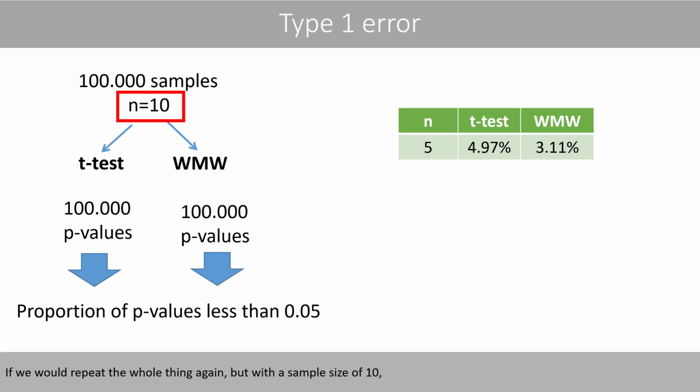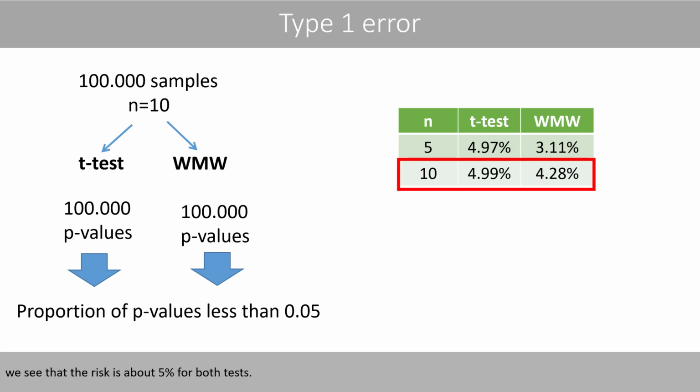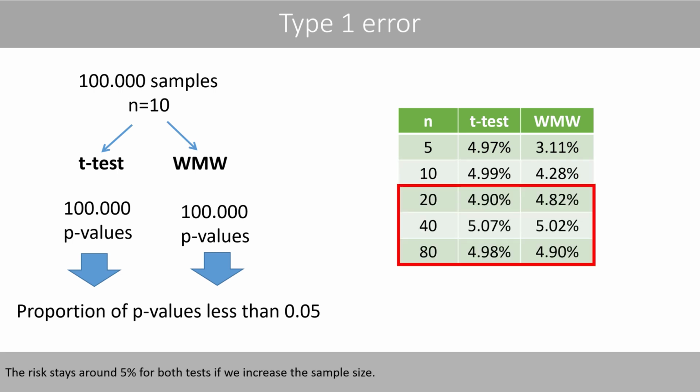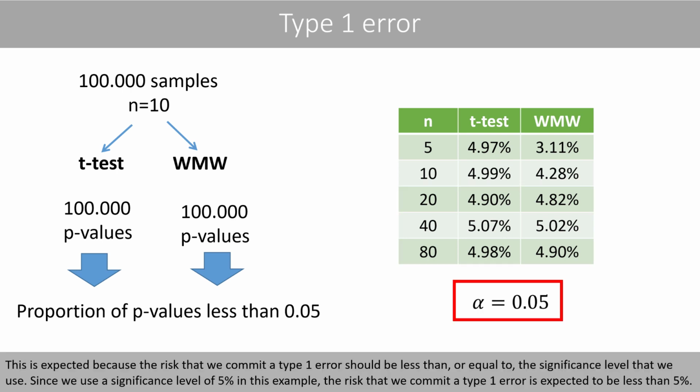If we would repeat the whole thing again, but with a sample size of 10, we see that the risk is about 5% for both tests. The risk stays around 5% for both tests if we increase the sample size. This is expected because the risk that we have committed a type 1 error should be less than or equal to the significance level that we have used. Since we use a significance level of 5% in this example, the risk that we commit a type 1 error is expected to be equal to or less than 5%.